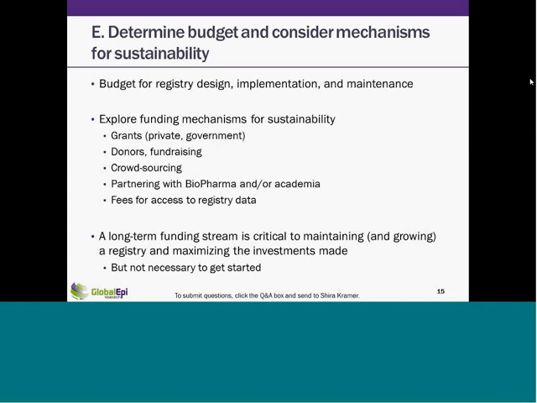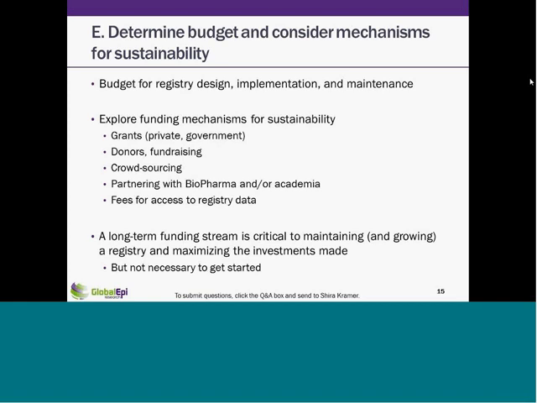Of course, an important factor and sometimes a barrier in planning and launching a registry is the budget. Well-designed and implemented registries are costly to launch, and it's understandable that the hurdle of just getting the registry started is challenging. The budget for the registry is at the forefront of most of your considerations and concerns.